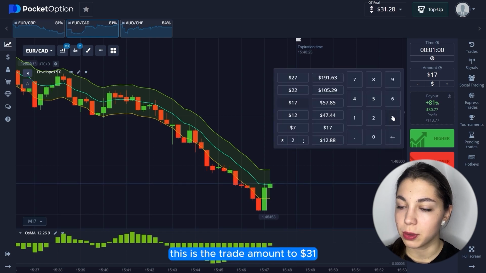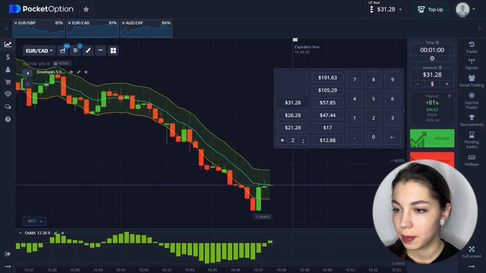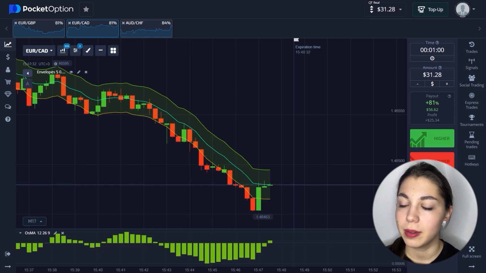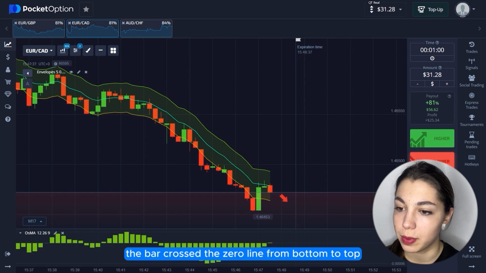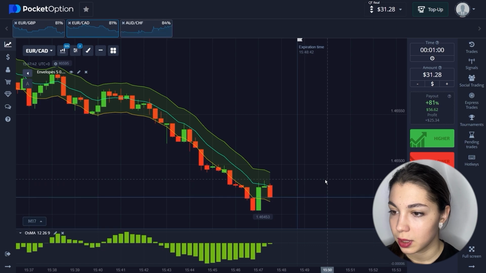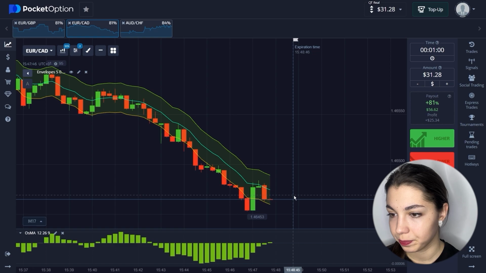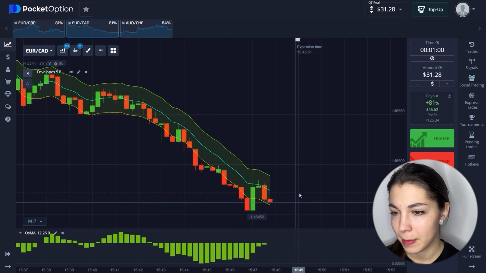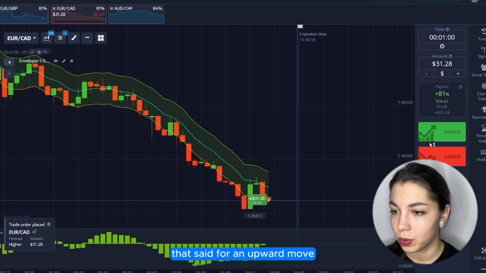Let's set the trade amount to $31. Look at the OSMA indicator. The bars crossed the 0 line from bottom to top. And now the price has bounced off the middle line on the envelopes. We can go up when the price bounces off the bottom line. The price is at the bottom boundary. Let's set for an upward move.